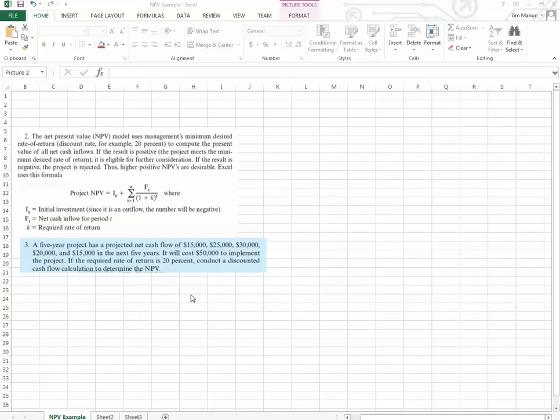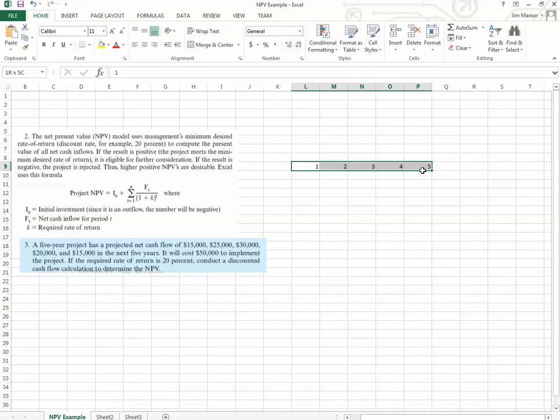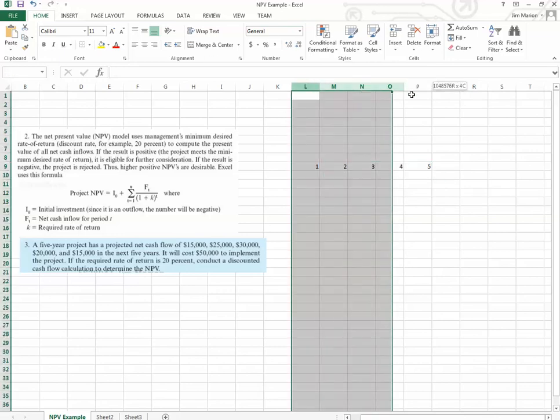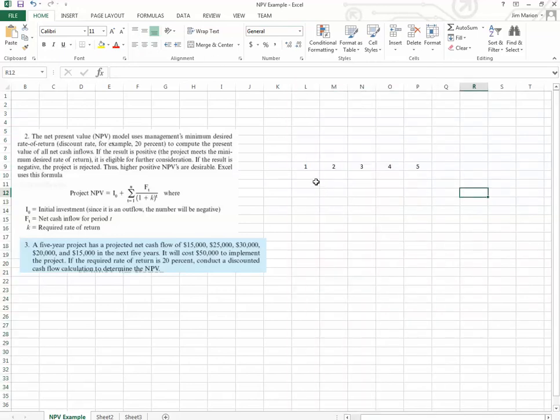This NPV analysis. If we look at number 3 here, it says we have a net cash flow of $15,000, $25,000, $30,000, $20,000, and $15,000 over the next 5 years. So let's just set up a little spreadsheet up here. So we got 1, 2, 3, 4, 5. That's the next 5 years. I'm just going to go ahead and center these columns to make it look nice.